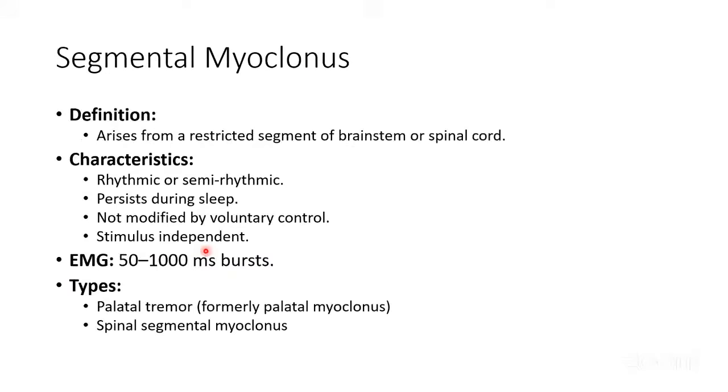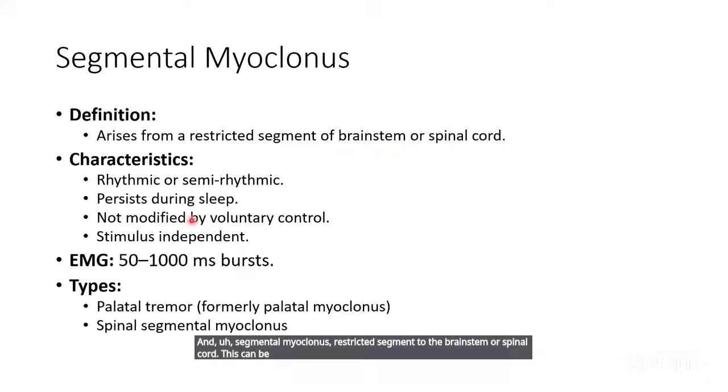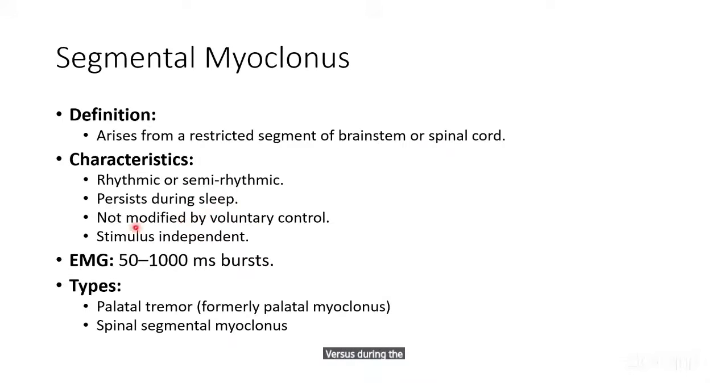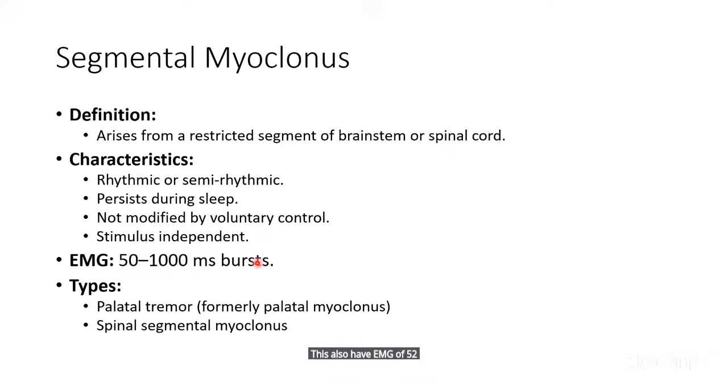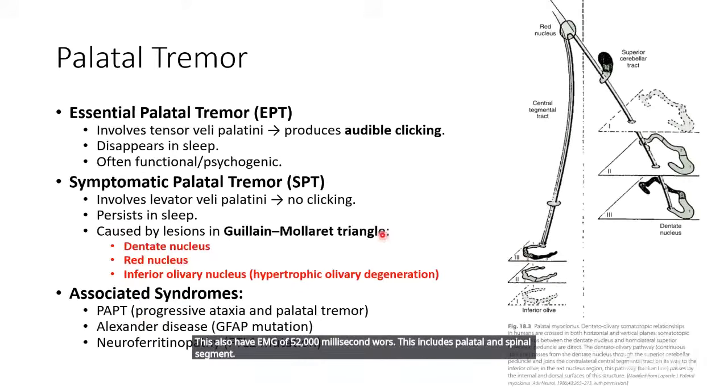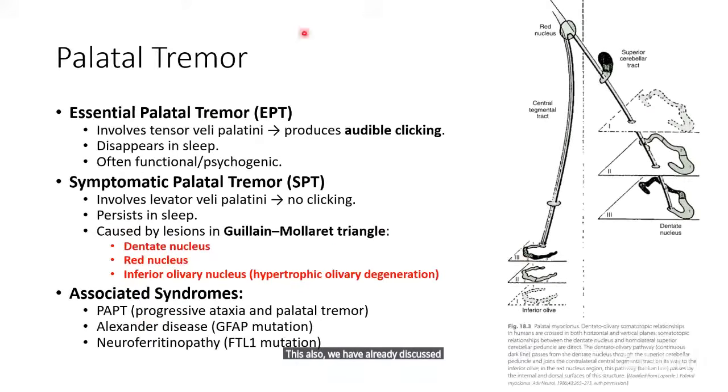Segmental myoclonus is restricted to a segment of the brainstem or spinal cord. This can be rhythmic or semi-rhythmic, persists during sleep, is not modified by voluntary control, and is stimulus independent. This also has EMG bursts of 50 to 1000 milliseconds. It includes palatal and spinal segmental myoclonus. We have already discussed essential and symptomatic palatal tremor. Mainly in symptomatic, it persists in sleep, and the lesion is in the Guillain-Mollaret triangle.